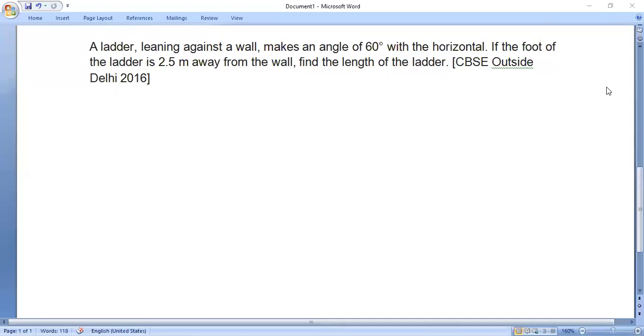To the next question. A ladder leaning against a wall makes an angle of 60 degrees with the horizontal. If the foot of the ladder is 2.5 meters away from the wall, find the length of the ladder. It's also a board exam question. Your figure is not given. The ladder leaning against a wall. So I will just draw a wall here.